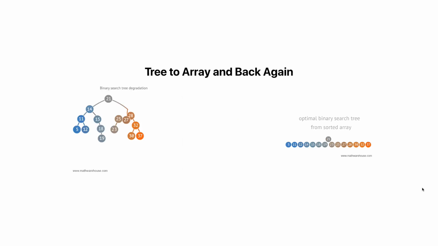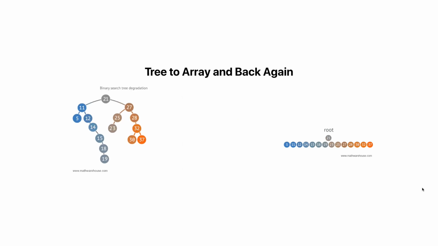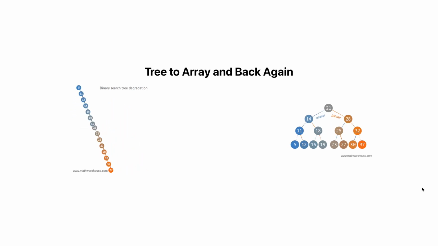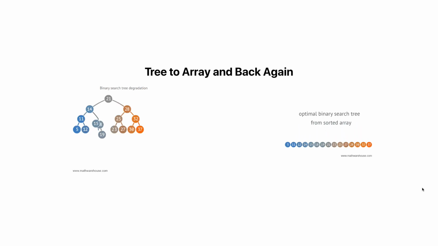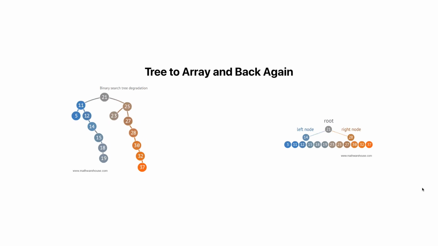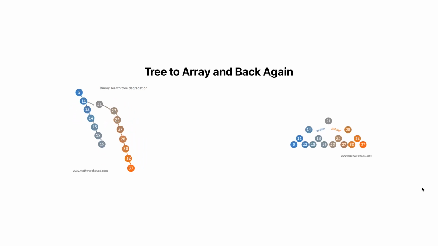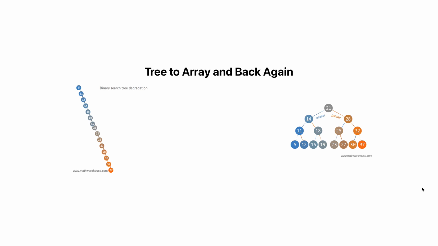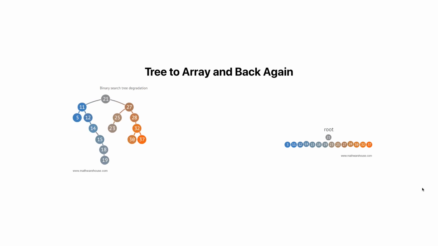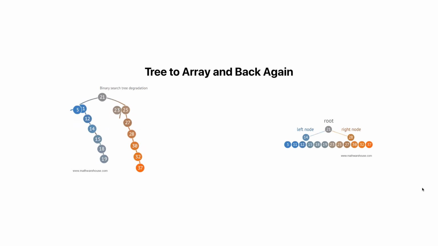So something that might help is tree to array and back again. They're taking a binary search tree and degrading it all the way into a sorted array. So they're saying that this binary search tree can look like an array. Here they're doing the opposite. They're taking a sorted array and turning it into a binary search tree.